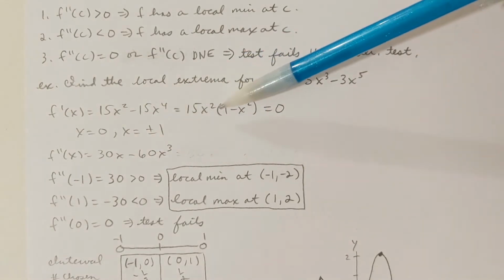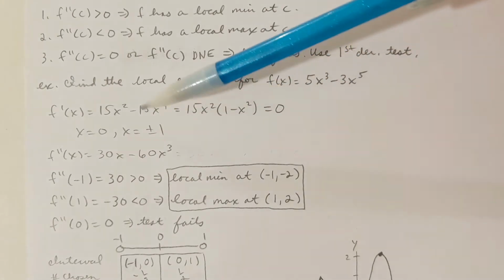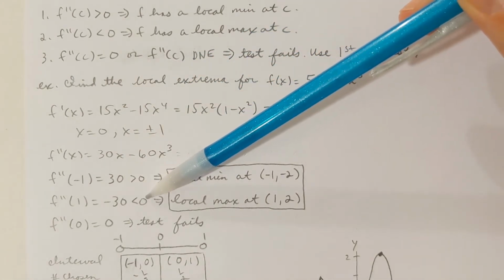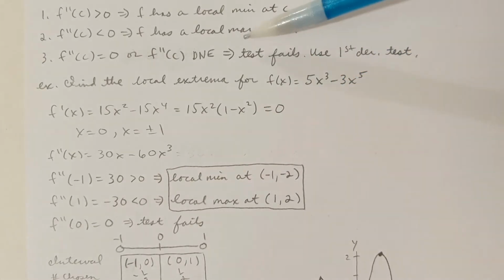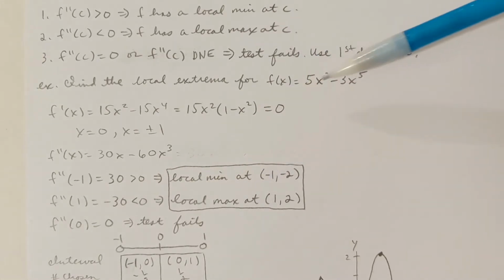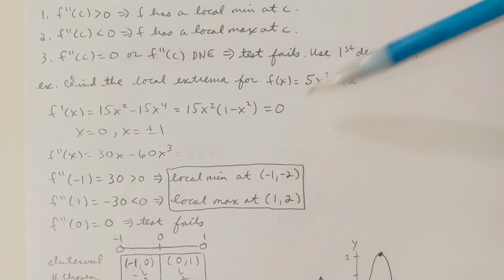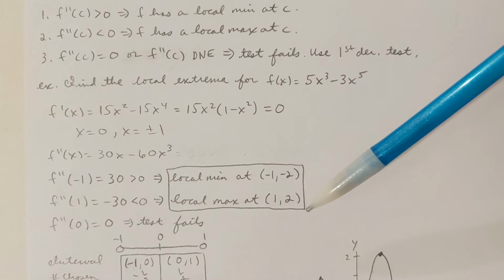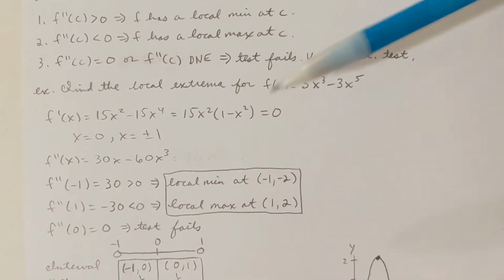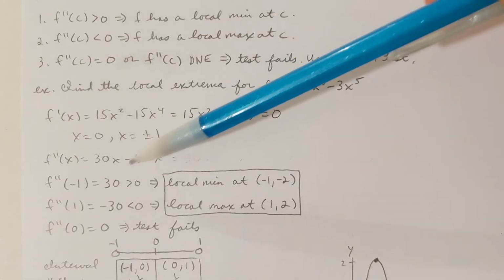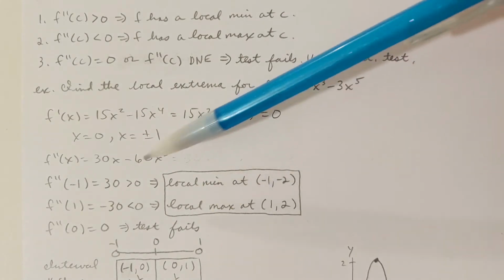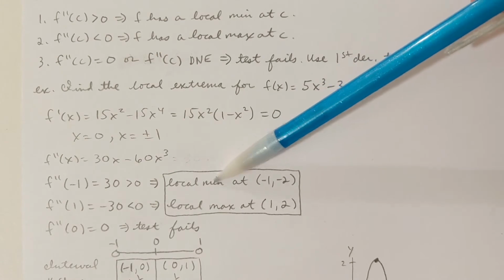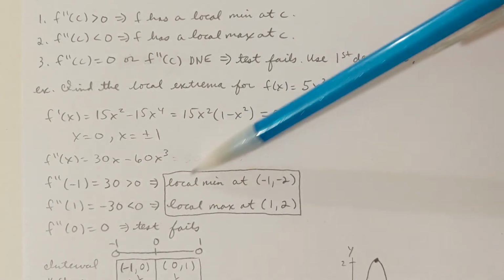Let me plug 1 into f double prime now. 30 minus 60 is -30. That's a negative, so that means that we have a local max at x equals 1. Okay, and when x is 1, we plug that into the function. 5 minus 3 is 2. Be careful about this. I will have students get the wrong conclusion because they think we have a positive output, so we have a local max. Negative means local min. Be careful about that.